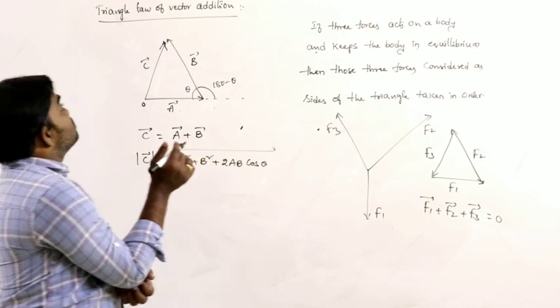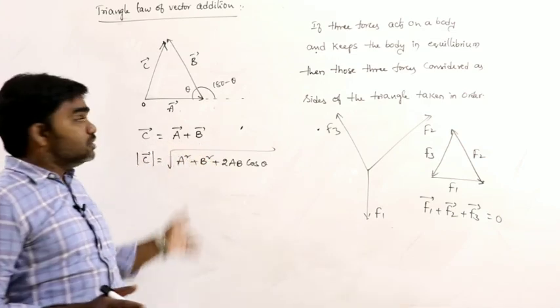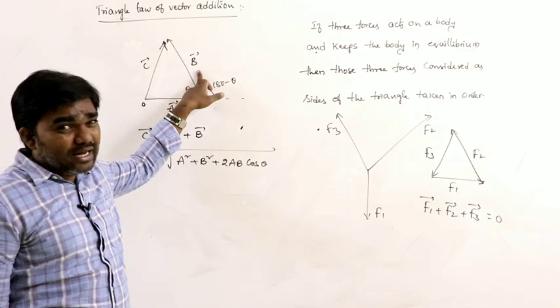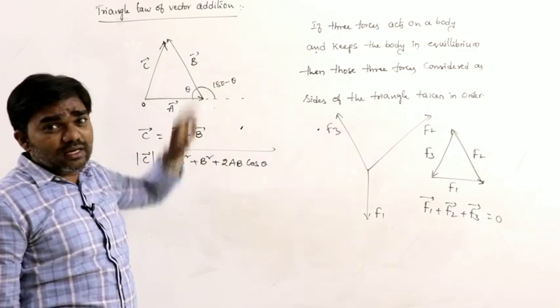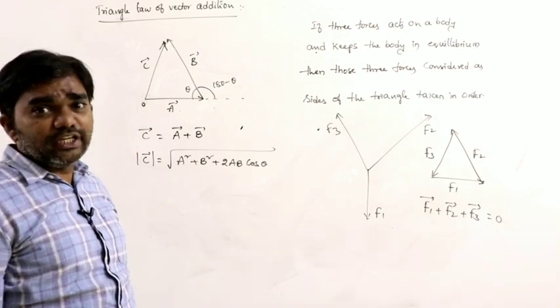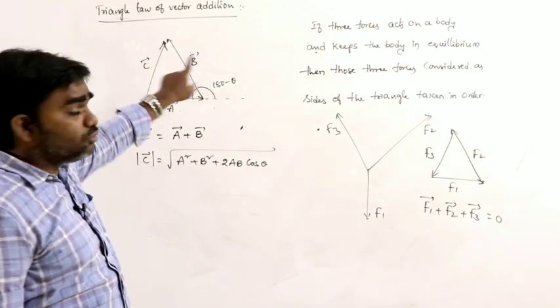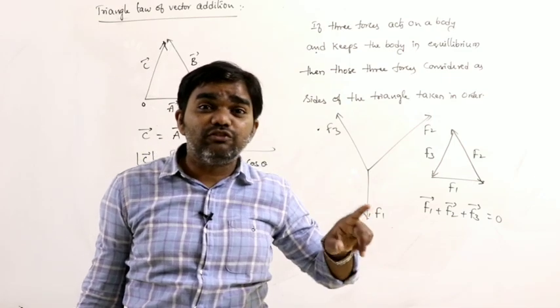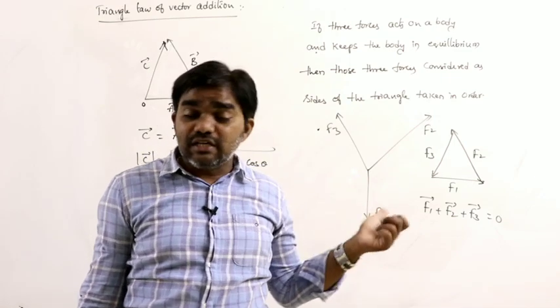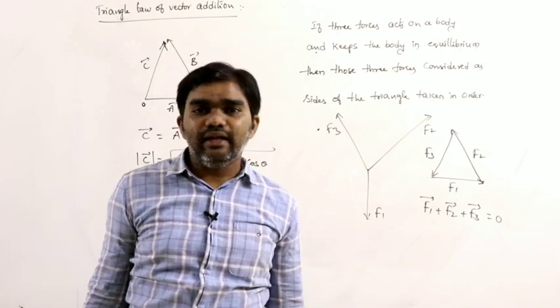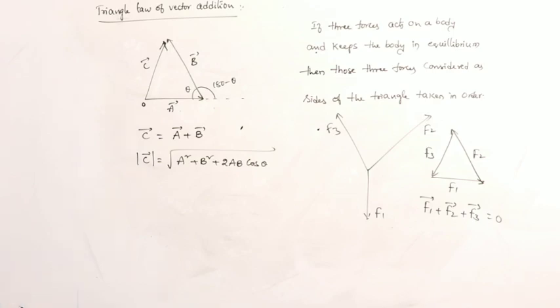So that is the situation. This is triangular vector addition. Two forces. According to this, if two vectors are represented as the adjacent sides of a triangle taken in order, the closing side of the triangle represents the resultant of those two vectors taken in reverse order. So that is the triangle law.